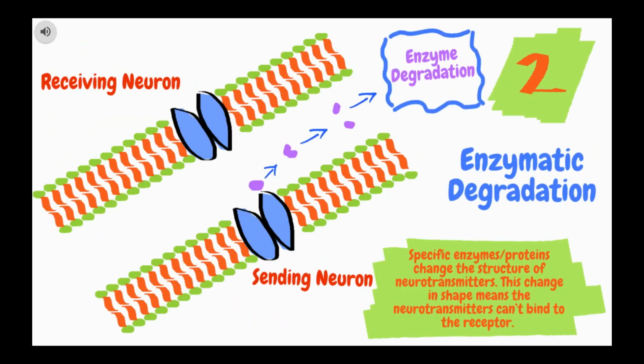Another mechanism by which signaling is terminated is known as enzymatic degradation or deactivation. In this mechanism, a specific enzyme changes the structure of the neurotransmitter. By changing the structure of the neurotransmitter, it can no longer bind to the receptor.